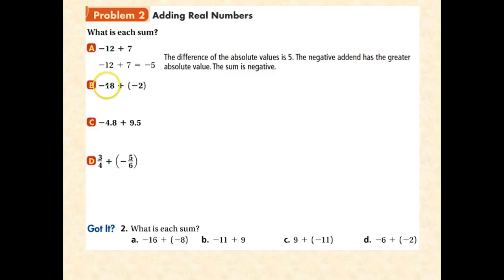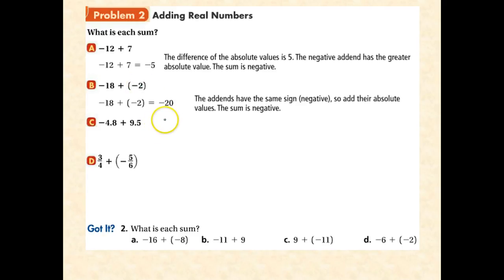Alright, here I'm taking 18 negatives and I'm adding 2 more negatives. That means I'm going to add them together and call them all negative. So 18 negatives plus 2 more negatives is 20 negatives. Negative 20.